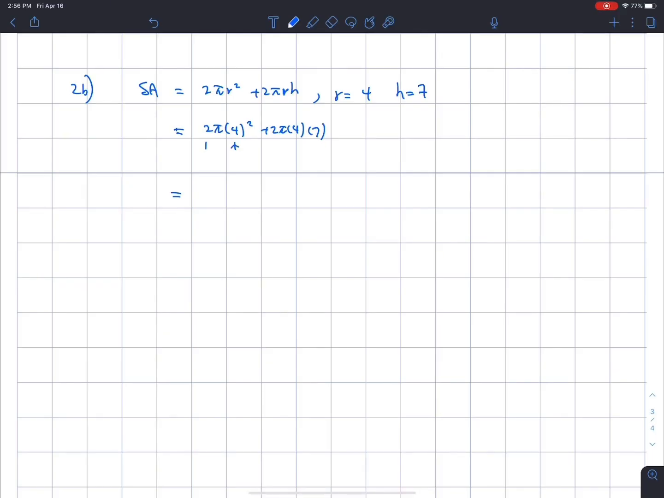4 squared is 16. 16 times 2 is 32. 2 times 4 is 8. 8 times 7 is 56. And we add it up. We get 88 pi centimeter squared.